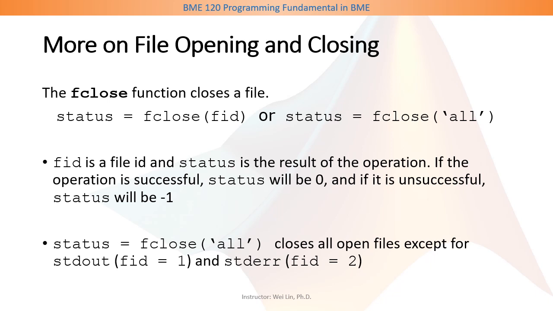File handle 1 and file handle 2 are special file handles. They represent standard output and standard error output. In MATLAB, they both map to the command window. Therefore, if we use fclose, it will not close either file handle. So those two file handles are always open.